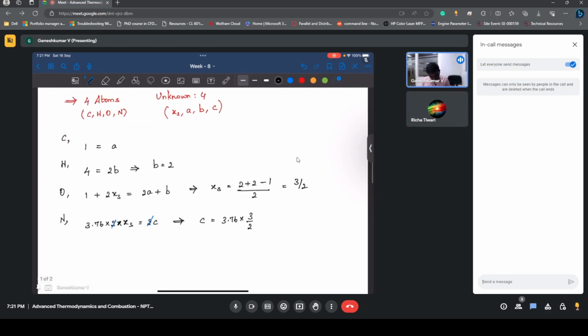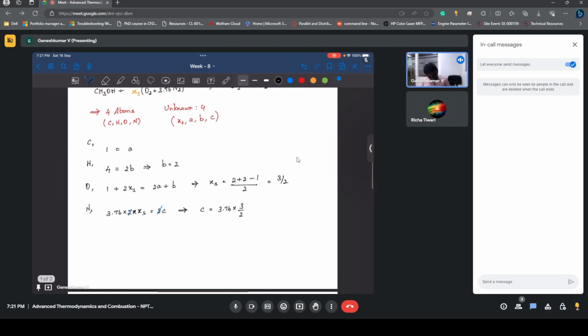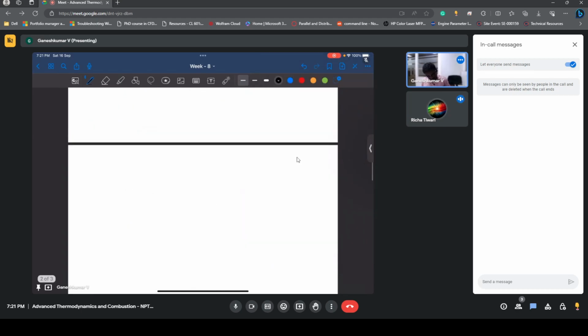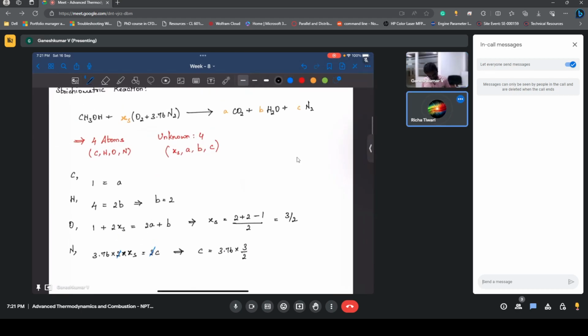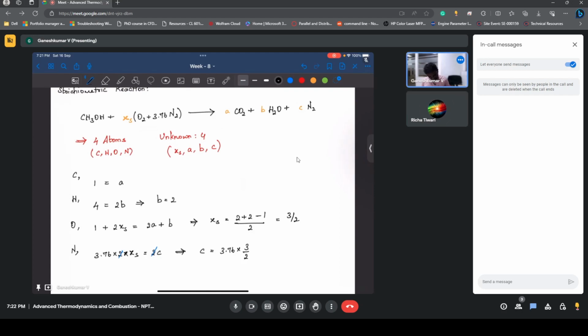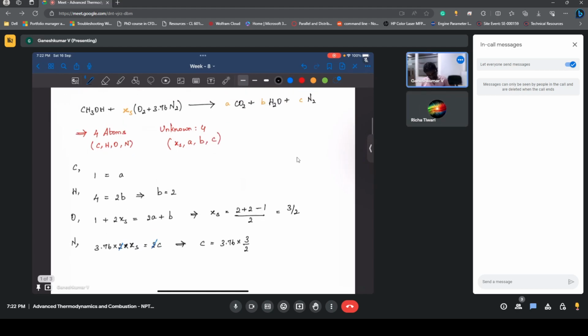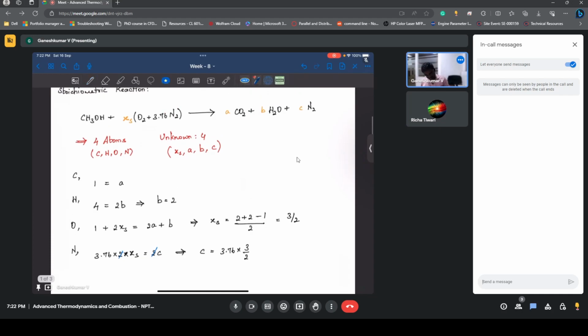Right? So if this is the case, you can write the stoichiometric reaction. Let me just write. We can also write the value of B here. 3.76 is the, okay, sorry. So for B I thought it was B. Oh, okay. All right. So if that is the case, so it's clear now, right? Yes, sir. Okay.